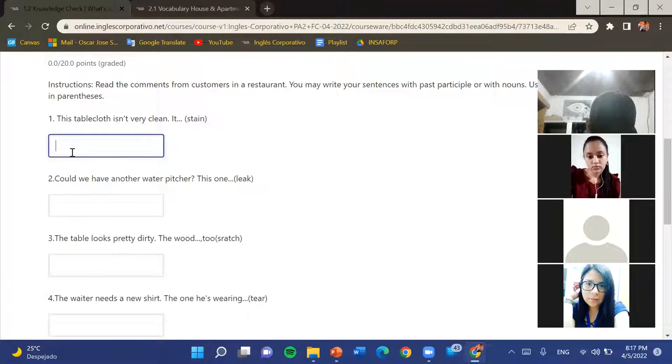For example, here in exercise number one, we have the first comment. This tablecloth isn't very clean. And the word we have is stain. So what will be the proper way to answer this one right here? The first item in this exercise, I would like to hear from Evelyn. What will be the phrase or the answer you will provide to this one?